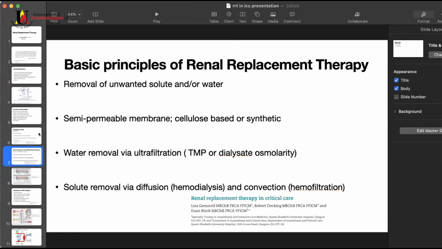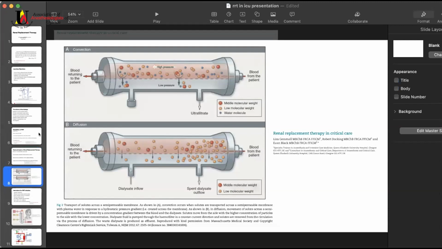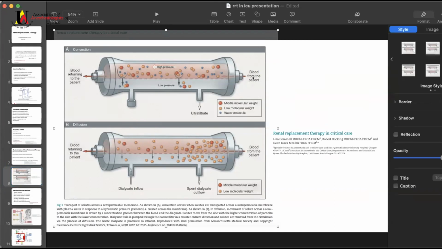So solute removal is basically via diffusion or convection. Diffusion is the dialysis and convection is the hemofiltration component. So this is a depiction of a dialyzer membrane. It's like millions of hollow fibers packed in that cylinder to act as a membrane across which diffusion or filtration can occur. So in the convection process, you see blood comes in from, what side is that?